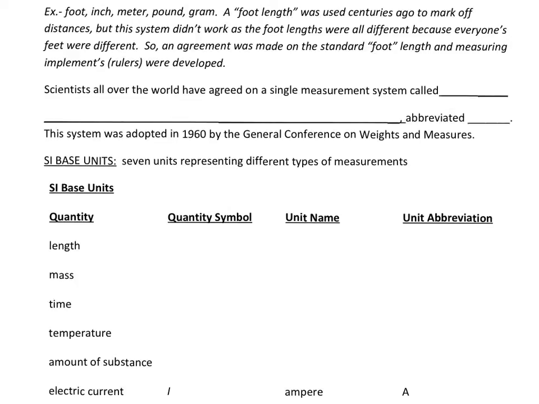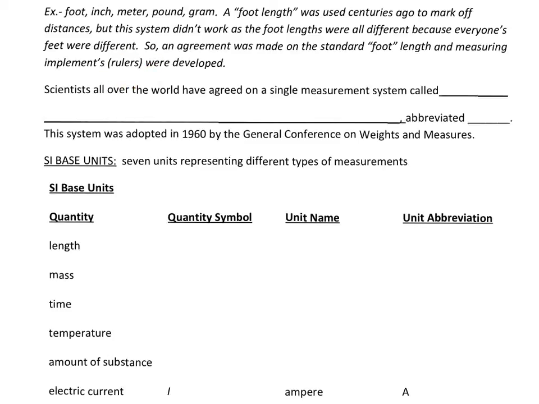So we have some examples here: foot, inch, meter, pound, gram. A foot length was used centuries ago to mark off distances, but it didn't work very well because everyone's feet were different. So we had to finally come to agreement about what a standard foot length and measuring would be. And so that's when rulers began to be developed.